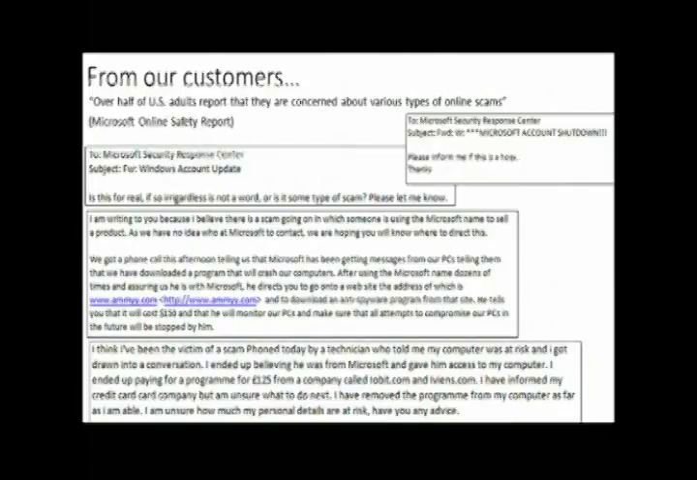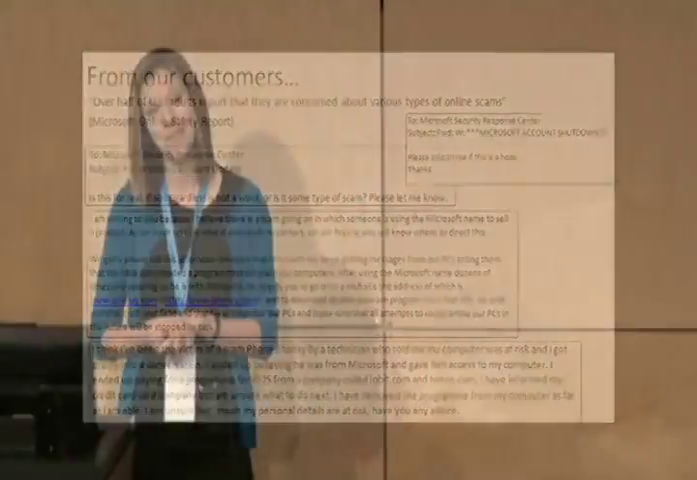So what do our customers actually do? I've included a little piece of data here where half of US adults report that they are concerned. These are all actual emails that have been sent in to secure@microsoft.com over the last few months. The one that really got me: I think I've been the victim of a scam. Somebody fell for the phone scam and lost 125 pounds, which is a significant amount of money, for taking a phone call and thinking that you're doing the right thing.